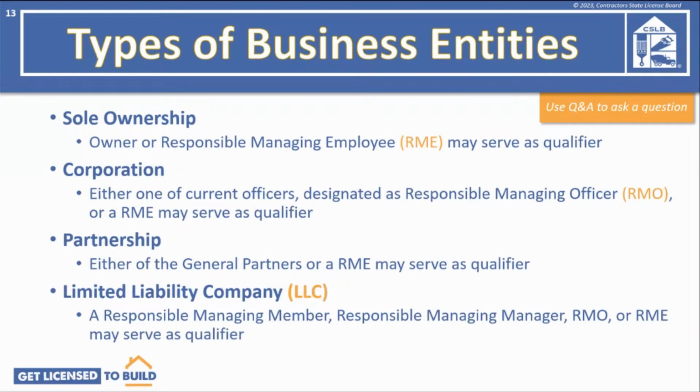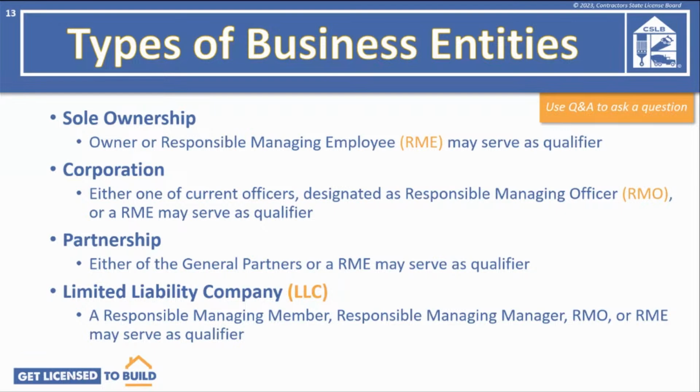The next thing you're going to need to determine before applying for your license is what type of entity or business it will be. There are 4 types. First is a sole ownership, where the owner or responsible managing employee may serve as a license qualifier. Just about 2/3 of the contracting businesses in California are sole ownerships.